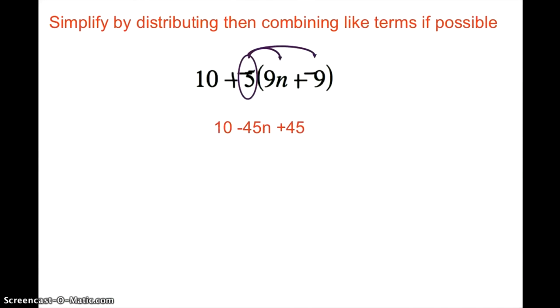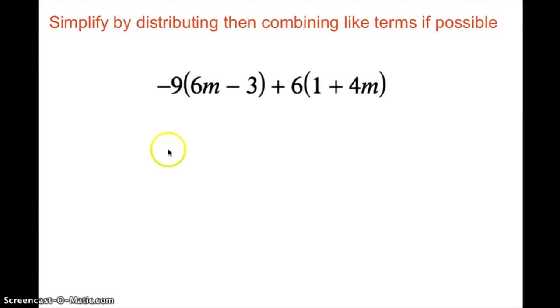I'm going to underline my like terms. So I have a positive 10 and I have a positive 45. -45n is in its own family because it's not a constant. So I'm going to write down -45n because your variables come first and then your constants go last. So 10 plus 45 is 55. Making sure that my terms do not have the same last name, or that they are not like terms. If they are not, then that is my final answer.